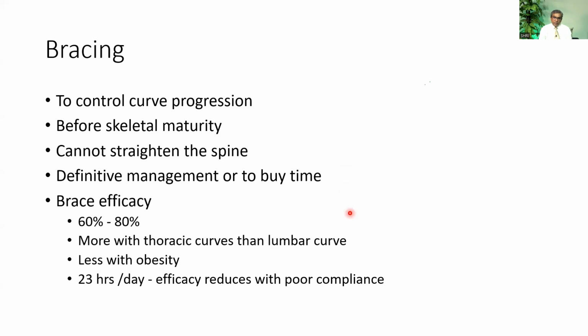Mind you, the brace also has a brace efficacy. It's about 60 to 80%. And the brace works more with thoracic curves than lumbar curves, naturally, of course, because the rib cage is there around the thoracic curve, and you can get a better 3-point fixation on the thoracic curve than the lumbar curve. And the brace efficacy gets lower with obesity. So in obese children, it's difficult to maintain the curves with bracing.